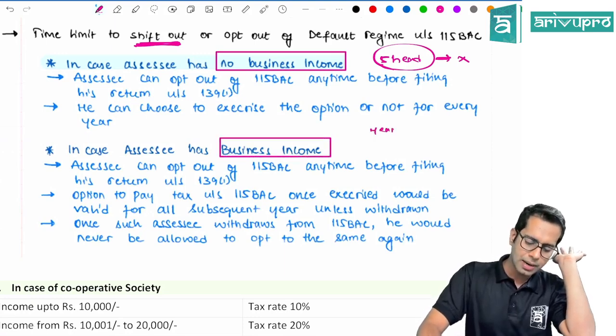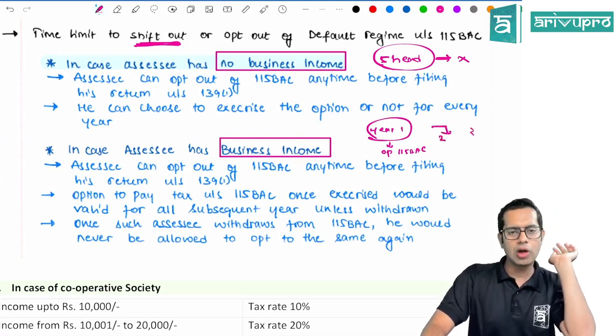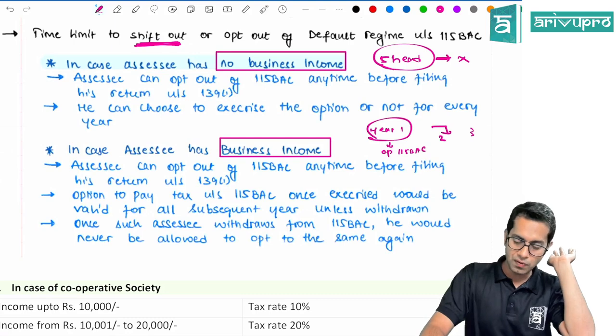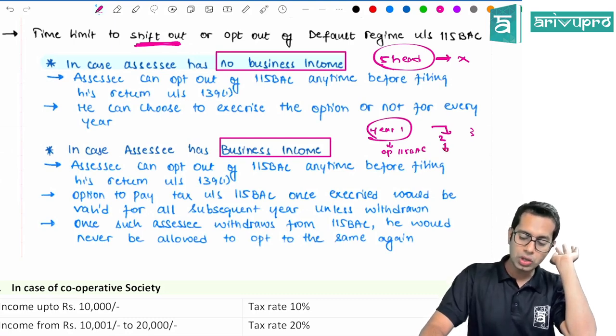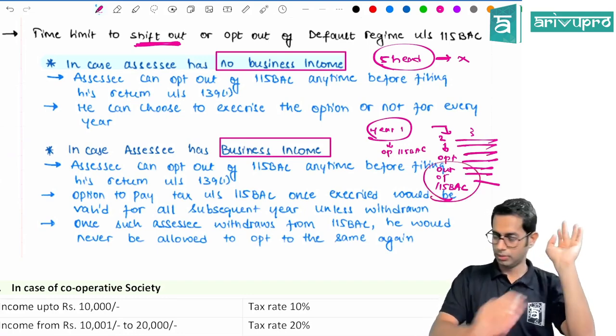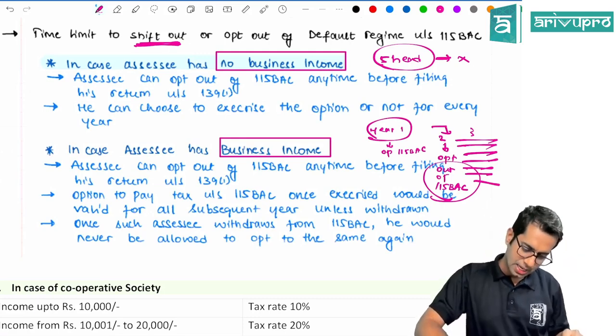But if you have a business income, then in year 1, if you opt for 115BAC, year 2 also you will have to opt for 115BAC. Year 3 also you will have to opt for 115BAC. Now, if in year 1 you have opted for 115BAC and in year 2 you opt out of 115BAC, meaning if you come out of 115BAC, then never in future can you again go for 115BAC. The assessee can opt.